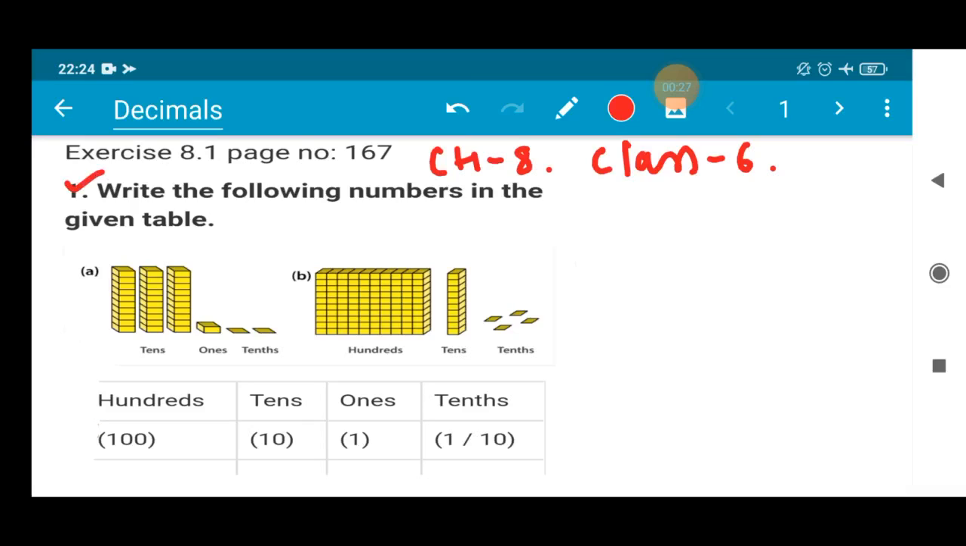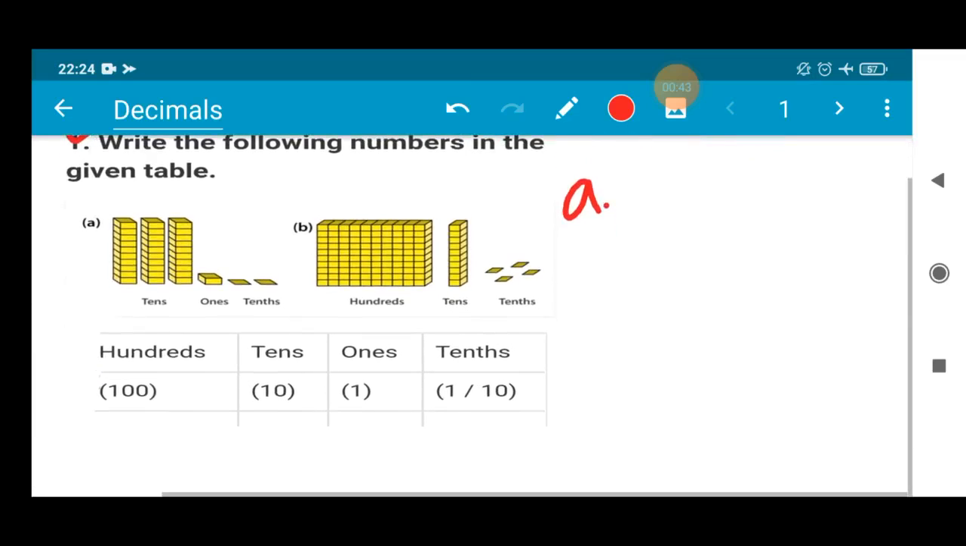Question number 1 states: write the following numbers in the given table. The figures are given here, A and B. Looking at these figures, you have to fill the table for each figure. So let us solve for A first.